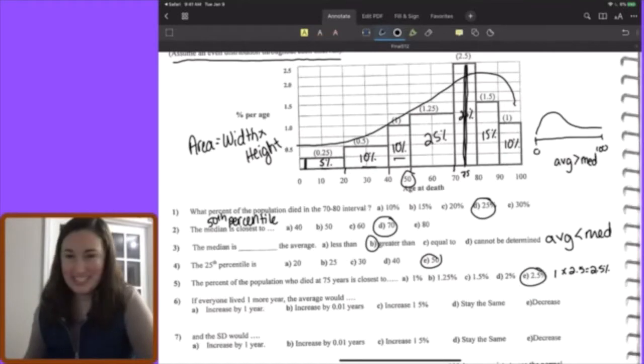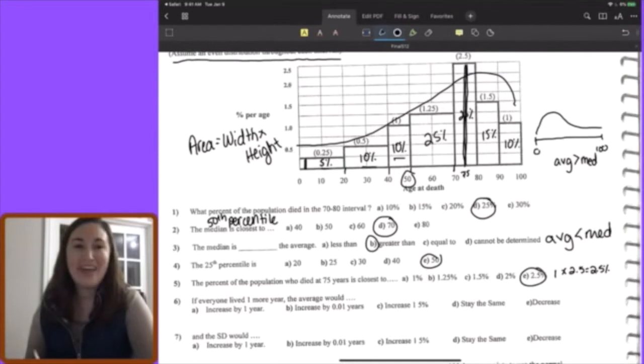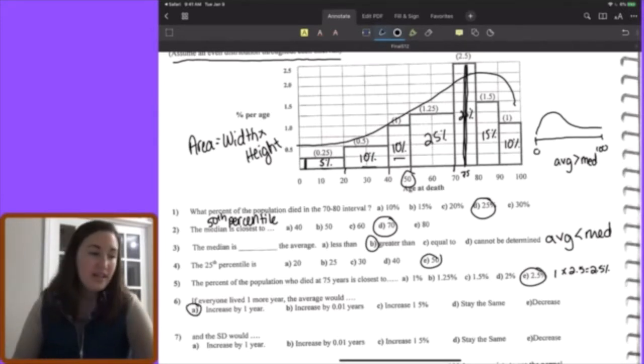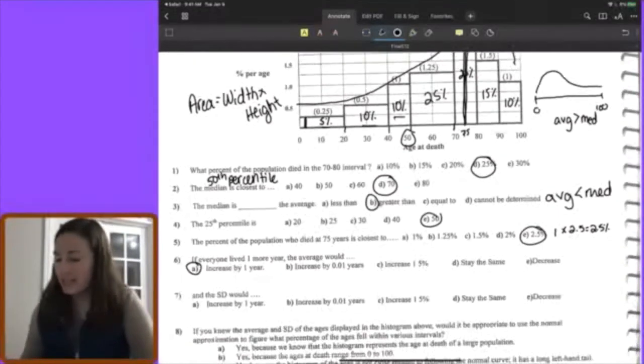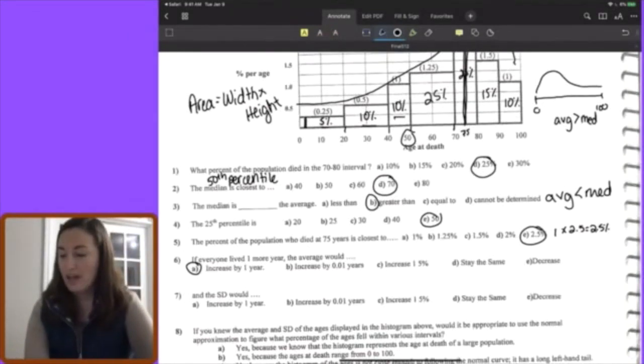All right, let's see. Next one says, if everyone lived 1 more year, what would happen to the average? So the average is sensitive to any changes. If everyone lived 1 more year, the average would increase by 1 year. And same with the median. It doesn't ask about the median, but if it did, the median would increase by 1 year as well.